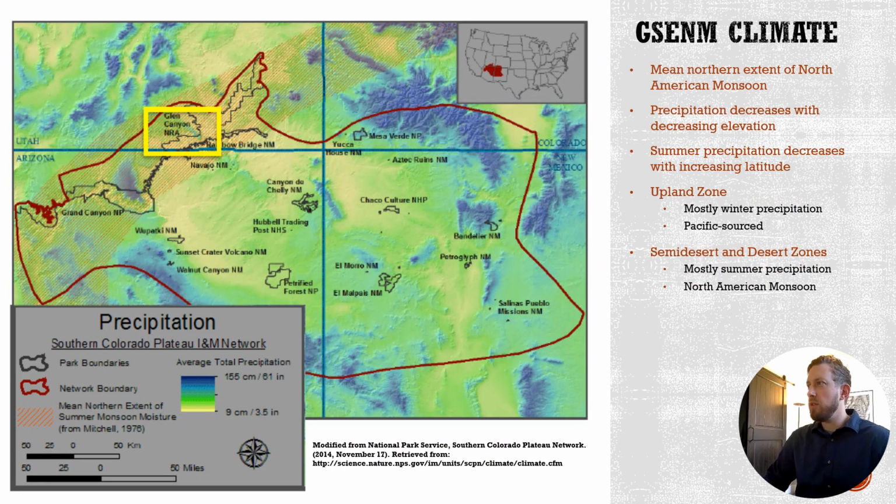The climate is at the mean northern extent of the North American monsoon, with precipitation decreasing with decreasing elevation, and summer precipitation decreasing with increasing latitude. It's broken into two zones: the upland zone, sourced mainly with Pacific-sourced winter precipitation, and then the semi-desert and desert zones, mostly with summer precipitation sourced by the North American monsoon.